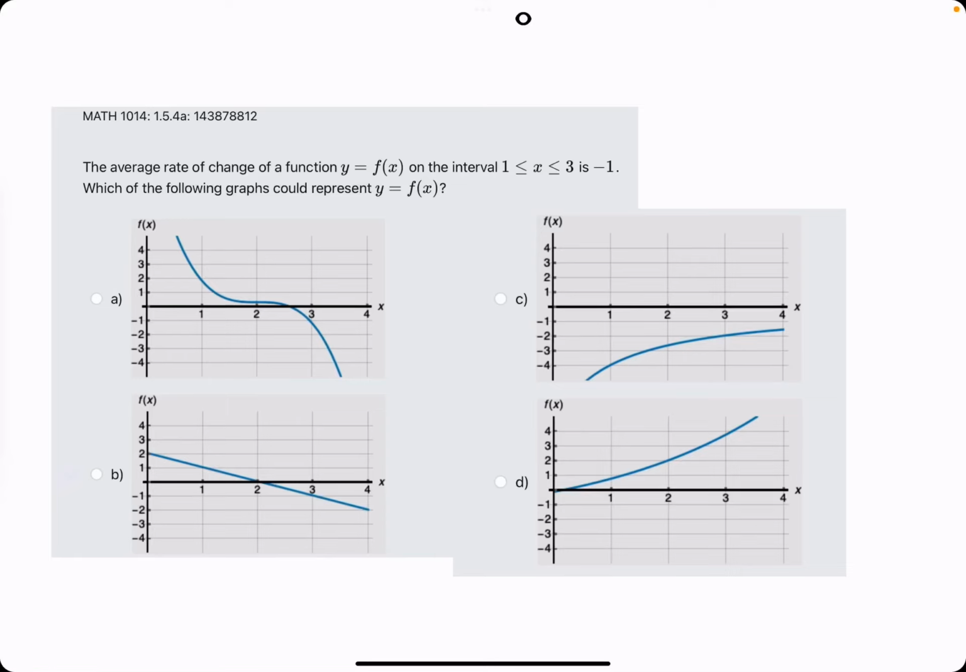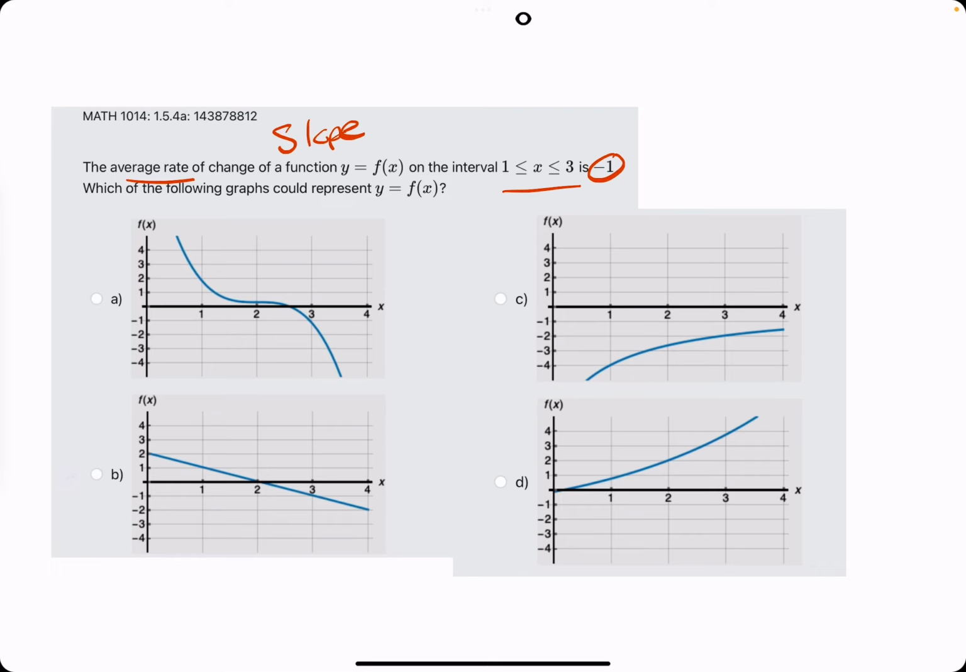Okie dokie. In this problem, they say the average rate of change of a function on this interval is -1. And then they say which of the following graphs could represent f of x. So first thing, average rate of change is just a fancy phrase for the slope. So they're really asking which of these graphs has a slope of -1 between the x values 1 and 3.